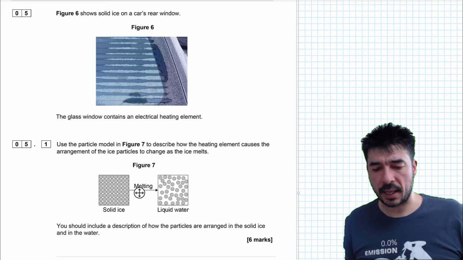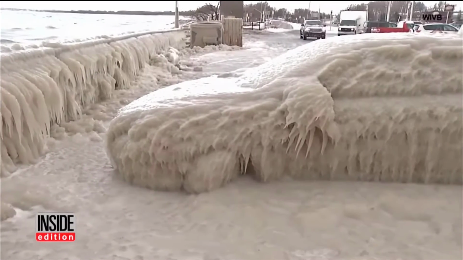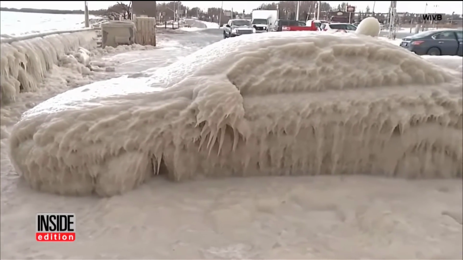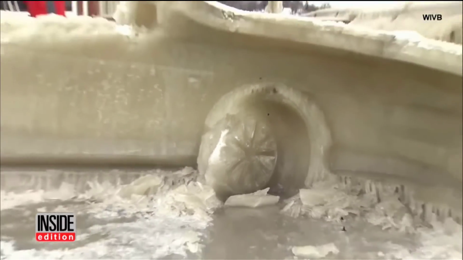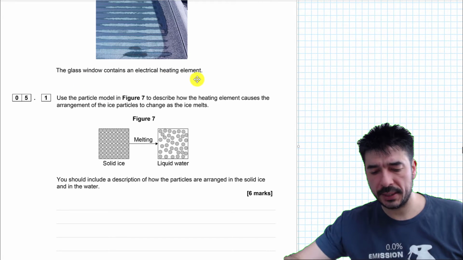Okay, so we're on to question 6. Figure 6 shows solid ice on a car's rear window. The infamous ice car in upstate New York has been freed by a tow truck, leaving a shell behind. So here we go, you can see it's melting away. The glass window contains an electrical heating element.